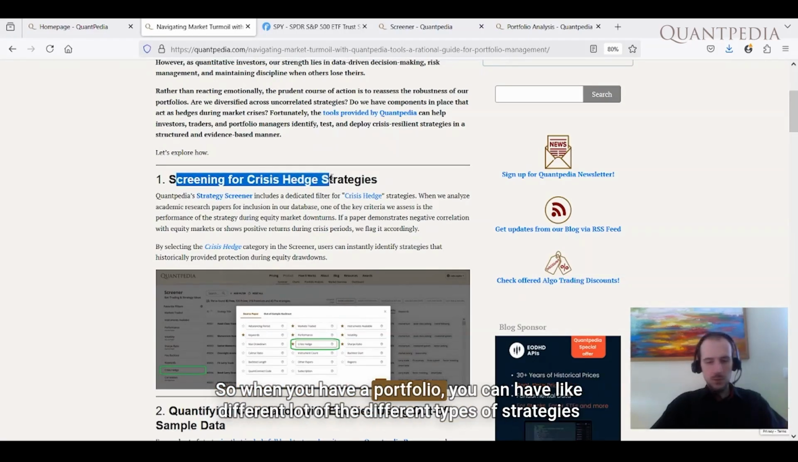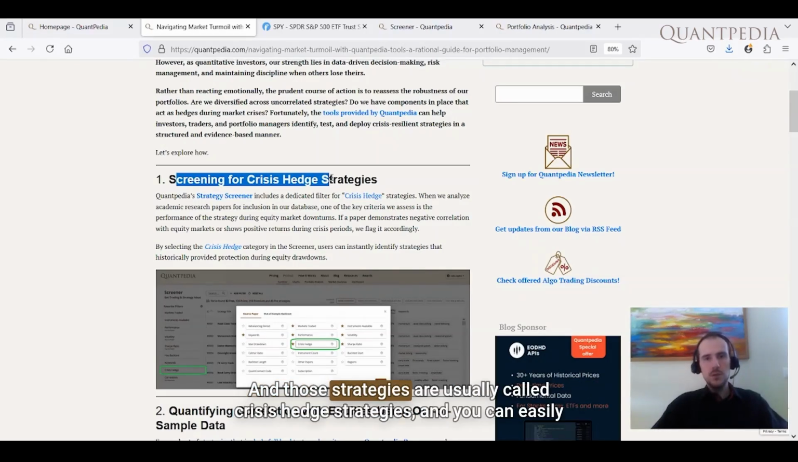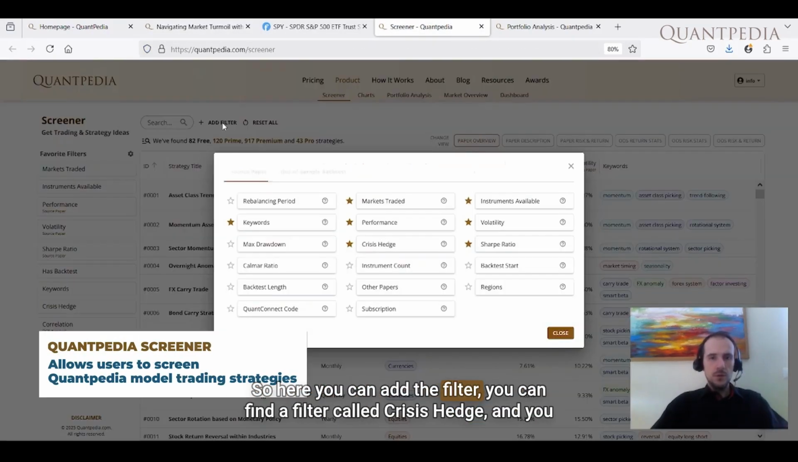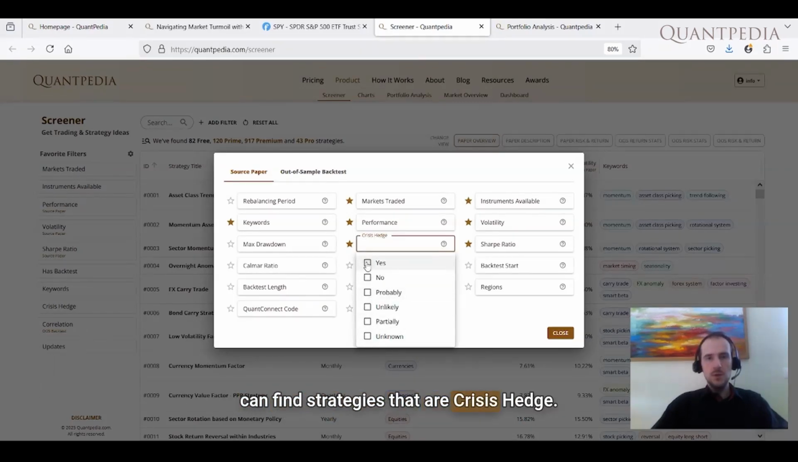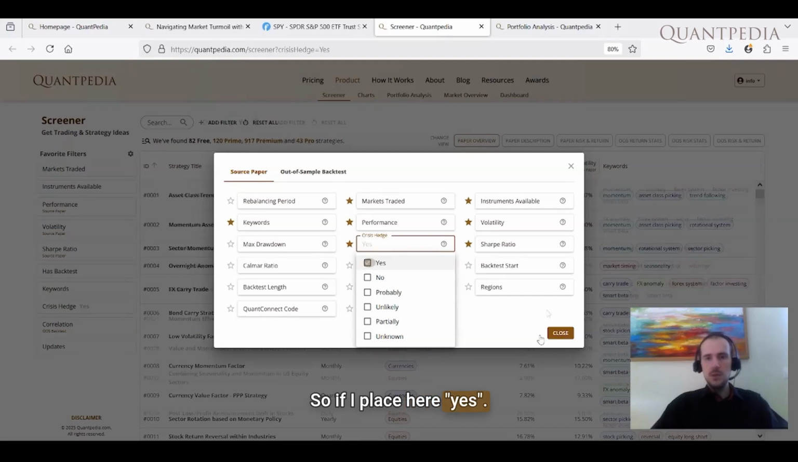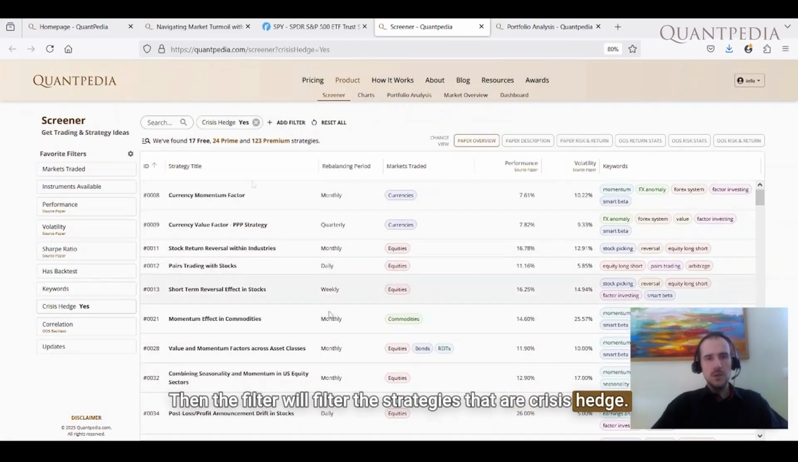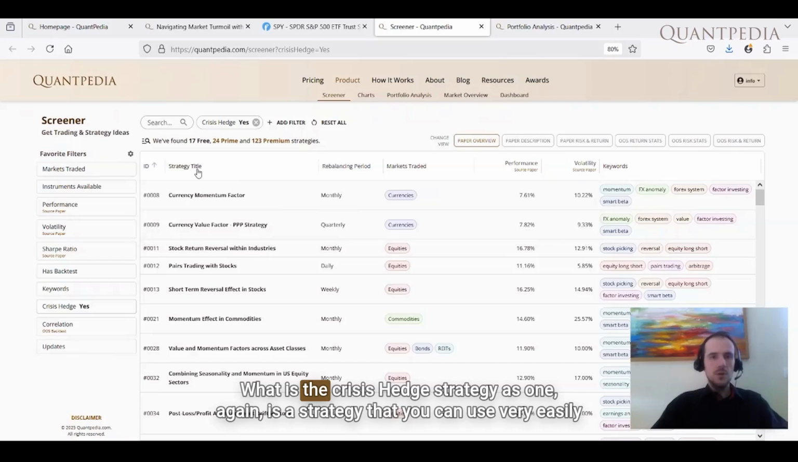When you have a portfolio, you can have a lot of different types of strategies in your portfolio, and there are strategies that perform well in a crisis, and those strategies are usually called crisis hedge strategies, and you can easily screen for them in our Quantpedia screener. Here you can add the filter. You can find a filter called crisis hedge, and you can find strategies that are crisis hedge. If I press yes here, then the filter will filter the strategies that are crisis hedge. We have around 150 strategies in our database, so it's 15% of the database that can act as a crisis hedge.